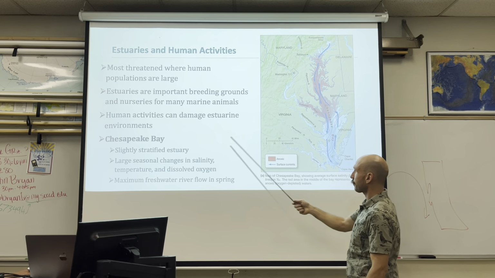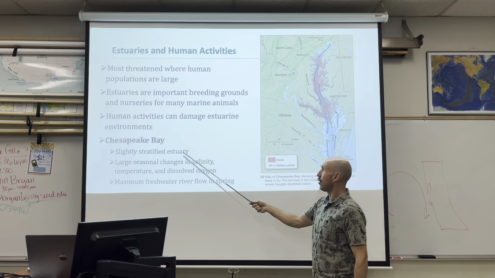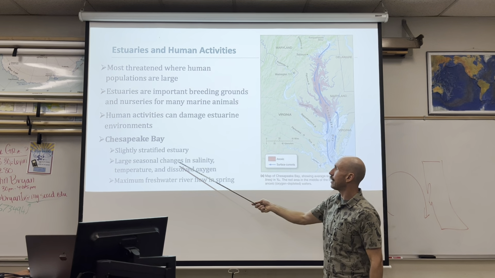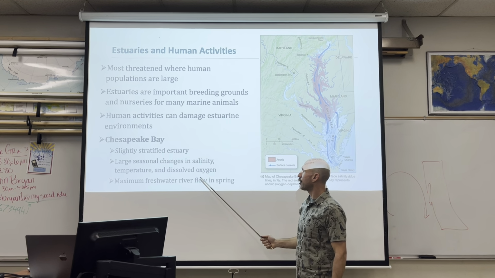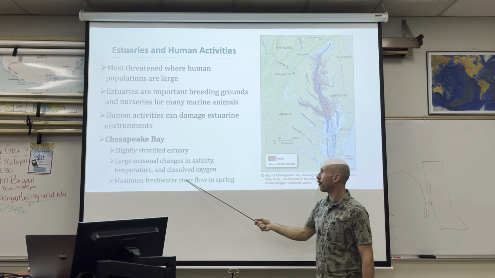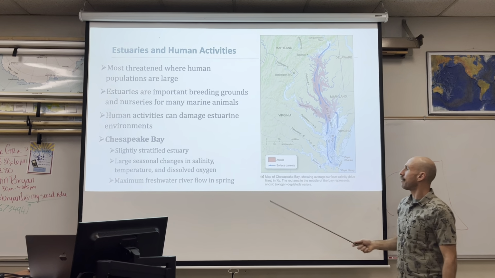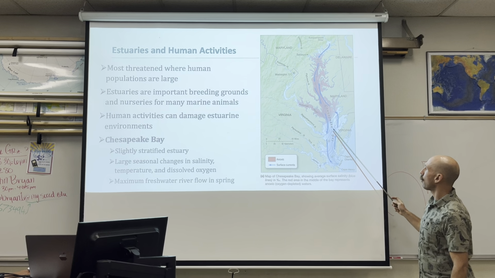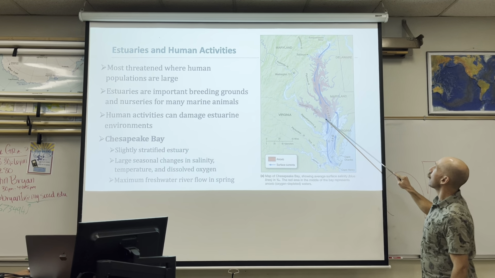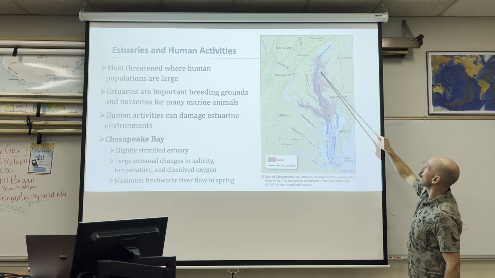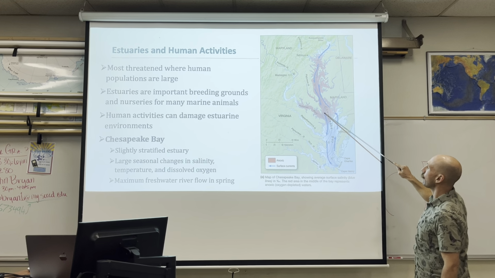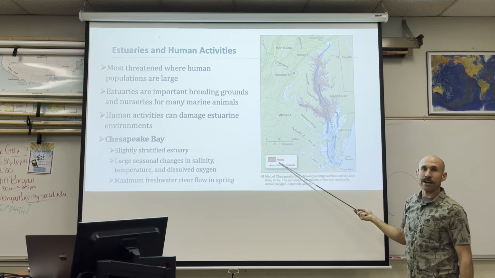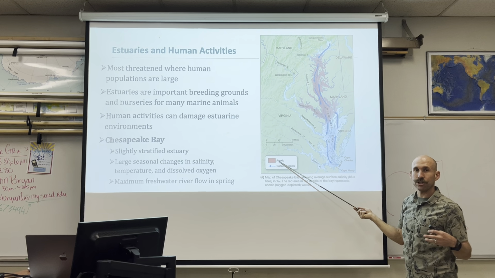Chesapeake Bay, slightly stratified, with large seasonal changes in salinity, temperature, and dissolved oxygen. And the maximum freshwater river flow is in spring, meaning that spring would be a good time for dissolved oxygen. But what we see here is areas become extremely depleted of oxygen in what are called anoxic, without oxygen.